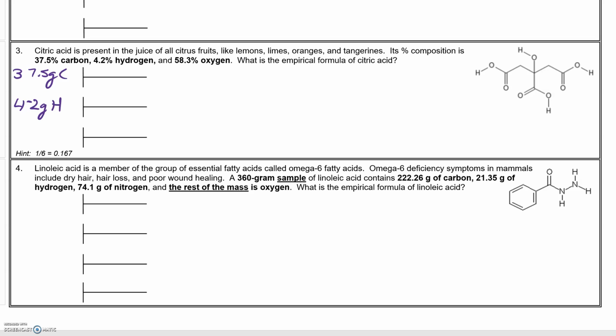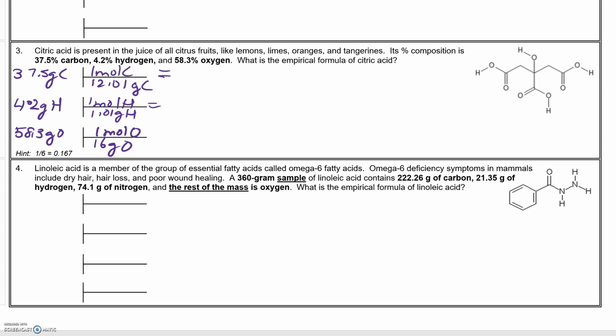4.2% hydrogen. Remember, we're going to make it into grams. And 58.3 grams oxygen. You can do 1 mole C, 12.01 gram C, 1 mole H, 1.01 gram H, 16 gram O, 1 mole O.